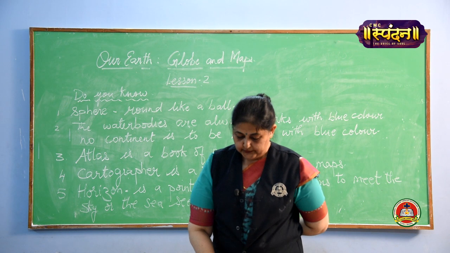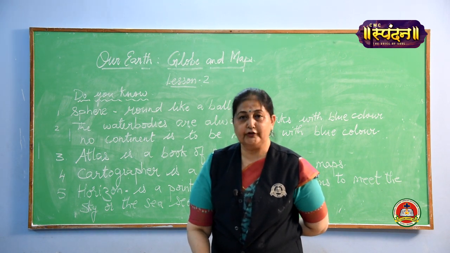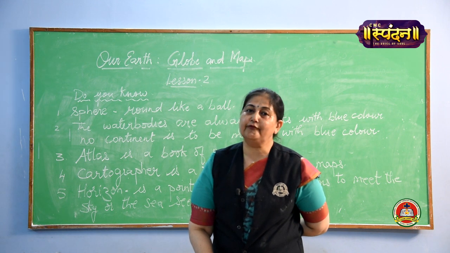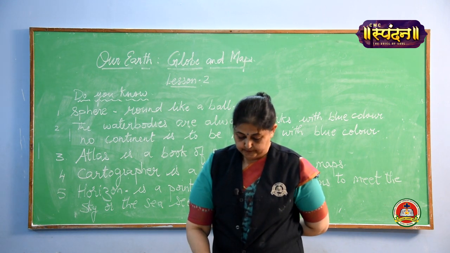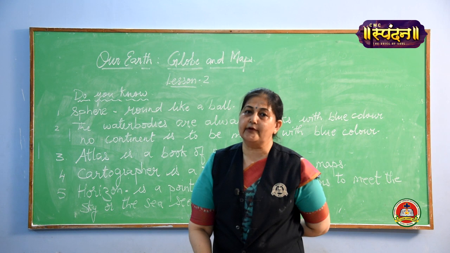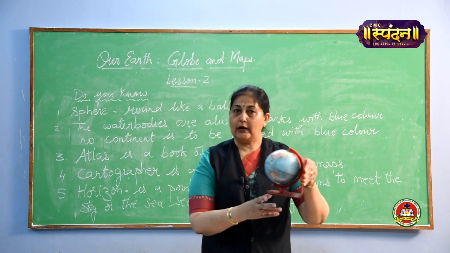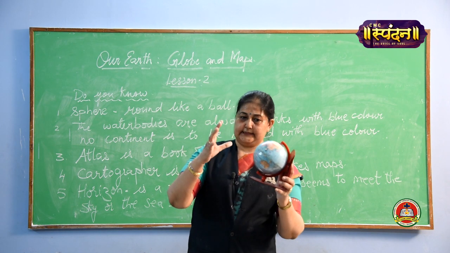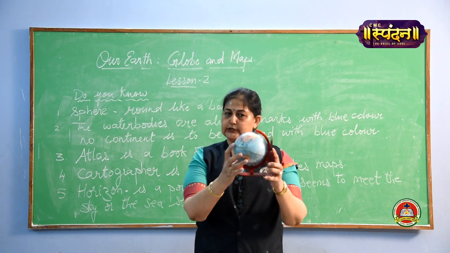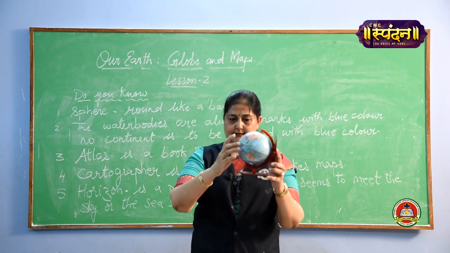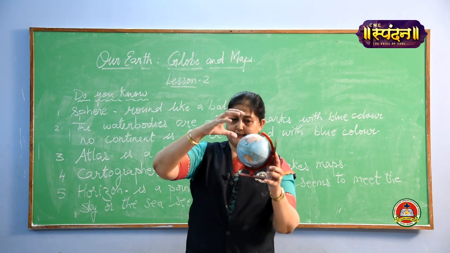Children, the globe. The globe is a small model of the earth. It is a sphere on which the map of the earth is shown. It shows the true shape of the earth, how the earth is. Children, the earth is round, we all know, and it is tilted on its axis. See, it's not standing straight, it's standing at an angle, right? As the globe is, it's a little tilted.